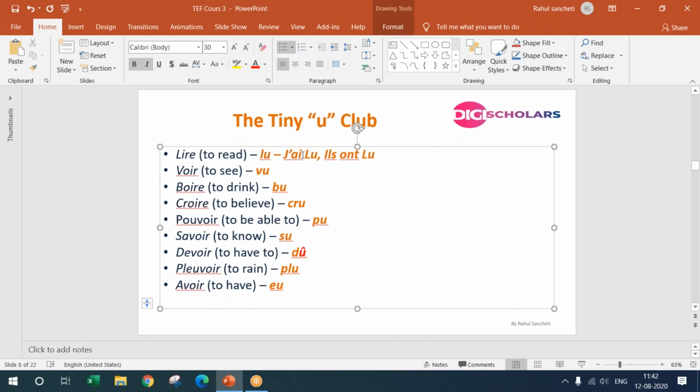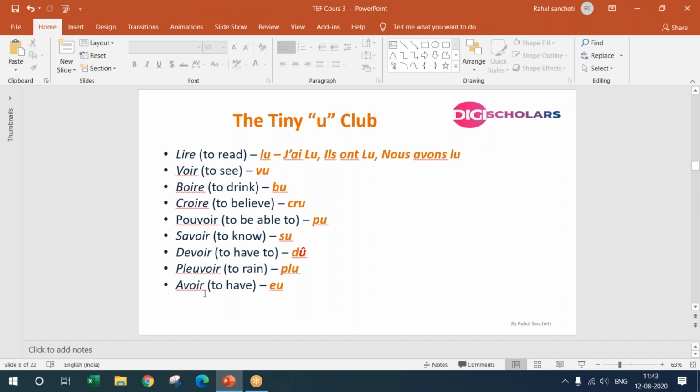When I ask you, have you read? You would say, I have read. So this one is j'ai lu. This is they have read, ils ont lu. This applies to everyone. So I'll give you another one, that is nous avons lu. We have read. So this list of verbs is there.